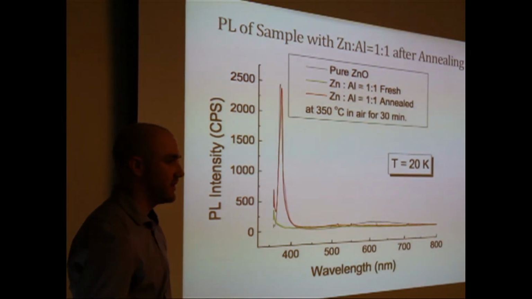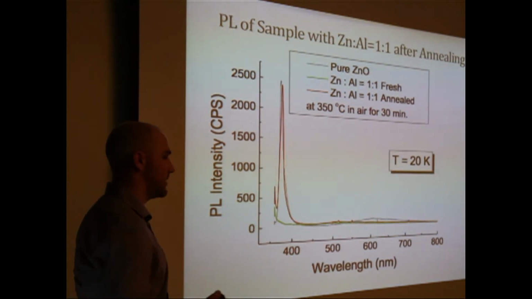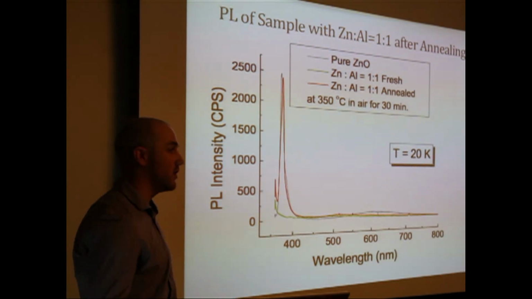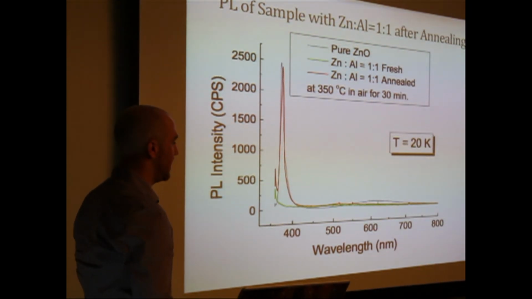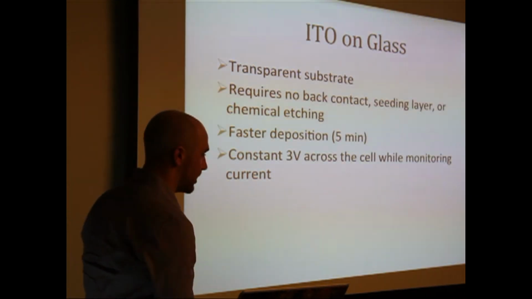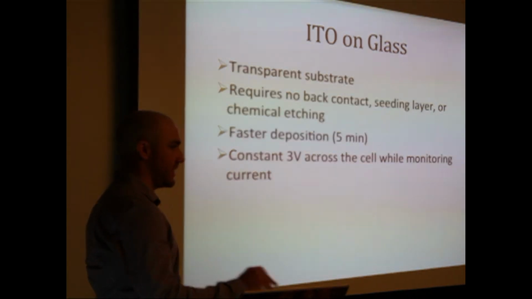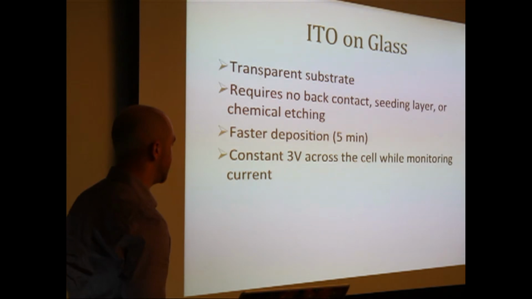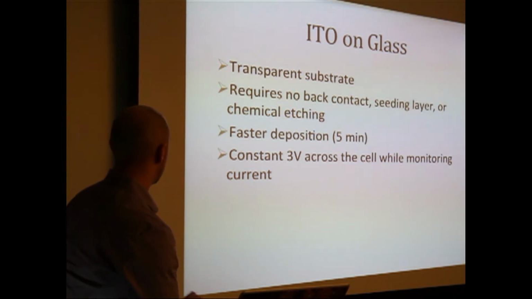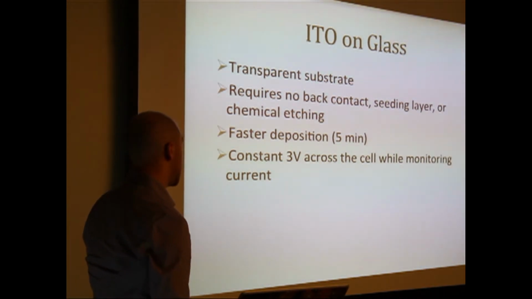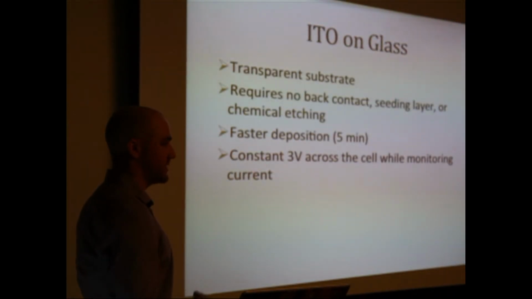But it's on silicon, and its real application is in transparent conductive oxide. So let's put it on something that's transparent. A good example of that is ITO on glass. I said that ITO is expensive and really rare, but as long as it's a thin enough layer, it's not all that expensive, and it has a lot of positives. It's a transparent substrate. It requires no back contact or sheeting layer or chemical etching, and this just increases the sample preparation time. It makes it a lot faster to do.